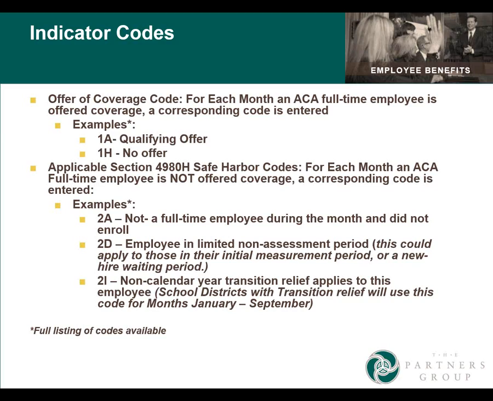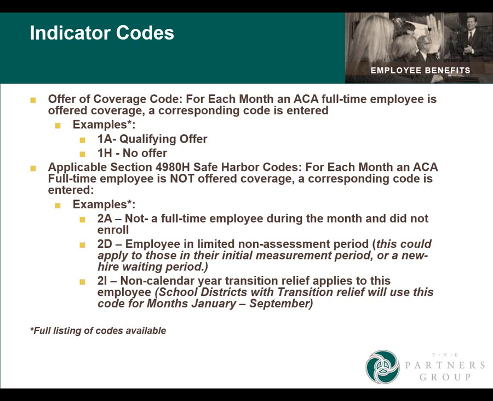So, the indicator codes. In order to make this a simpler process, the IRS has come up with indicator codes. Once again, these are things that you're going to have the ability to have populated, hopefully through the reports that can be run off the Crystal system. For example, 1A is that a qualifying offer was made. 1H would be no qualifying offer was made. And you've got safe harbor codes.